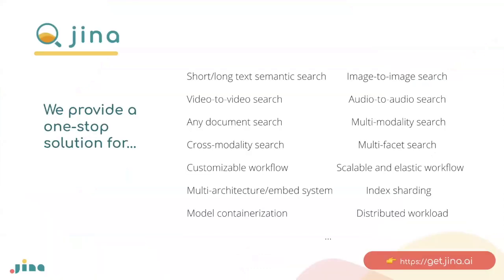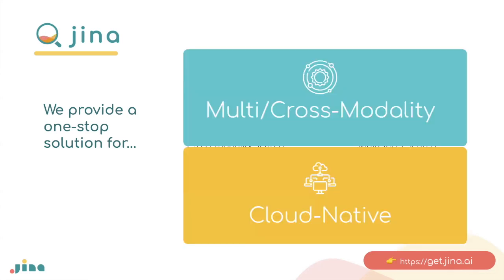So what else can Jina provide? Jina actually aims to be a universal search engine. You can use it to build search systems that do long or short text semantic search. You can do image to image search, video to video search, audio to audio search, and there are also some cloud native features, like scalable elastic workflow, sharding, containerization, and so on. In summary, we can categorize the features that we provide into two categories. One is multi or cross-modality search. The other is about cloud native.